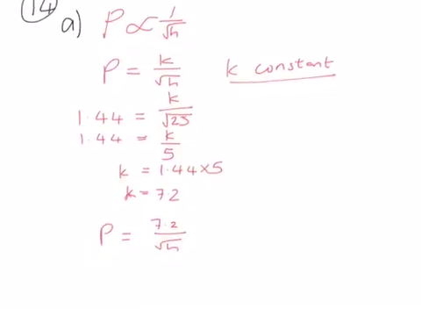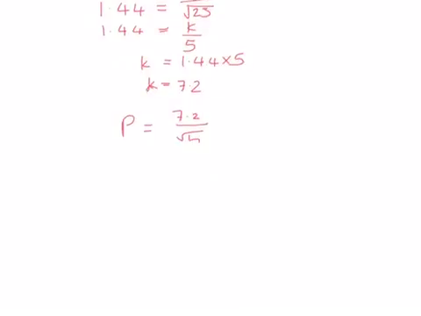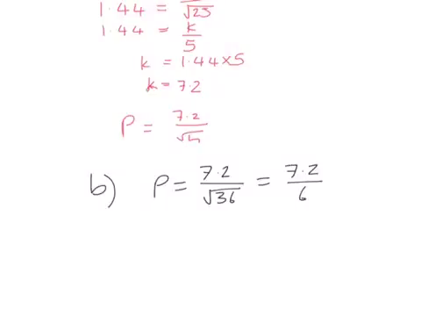We now want to look at part B. Part B asks us to find the pressure at the height of 36. So the pressure will be 7.2 divided by the square root of 36, which is just 7.2 divided by 6, which will come out as 1.2.